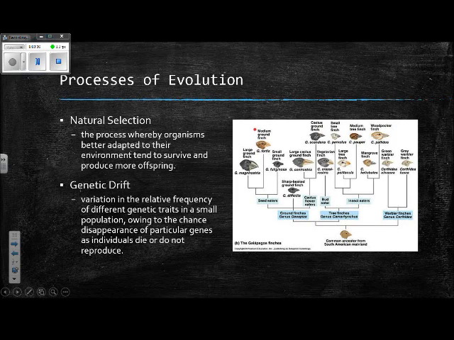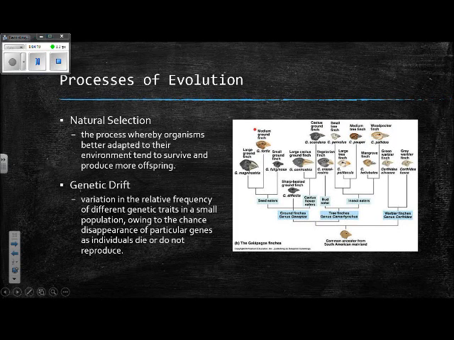And then there's genetic drift, so a variation in the relative frequency of different genetic traits in a small population, owing to the chance disappearance of a particular gene as individuals die or do not reproduce. Okay, so this would be like if you have a small population of people who have red hair and they're stuck on an island. If everyone on that island to start has red hair, all their offspring are going to have red hair, right? Which means the genes on that island have now shifted to everyone having red hair. And that's going to be how that population changes.